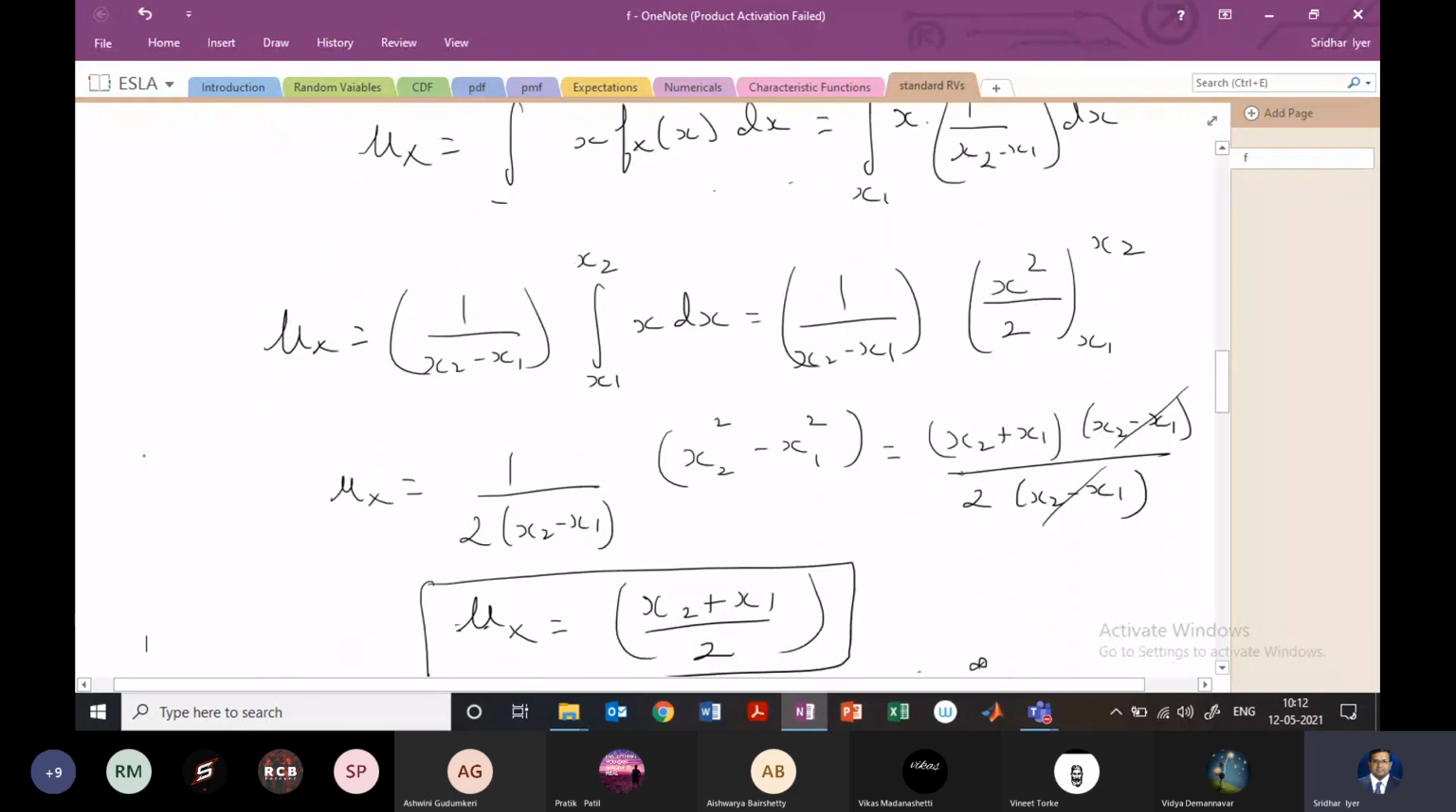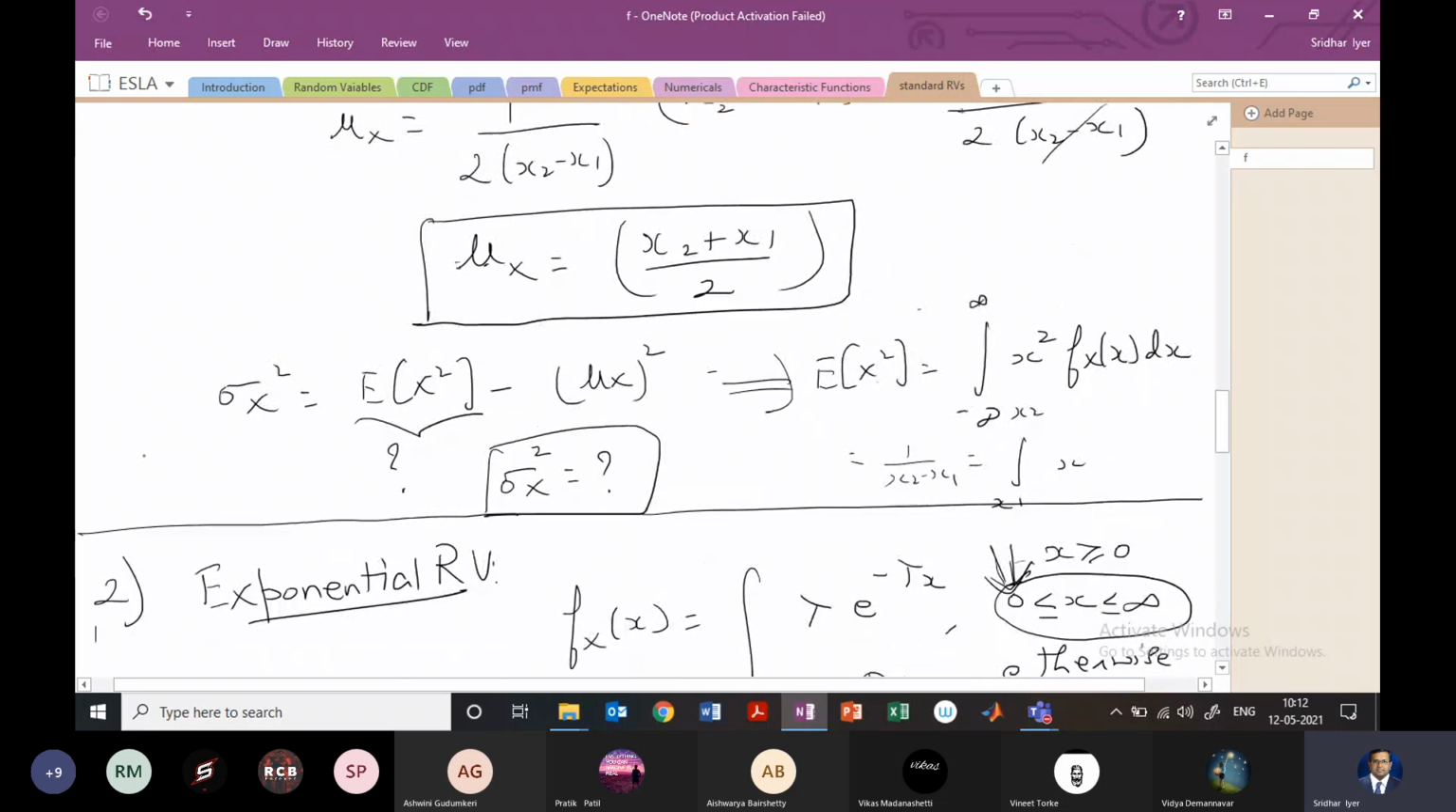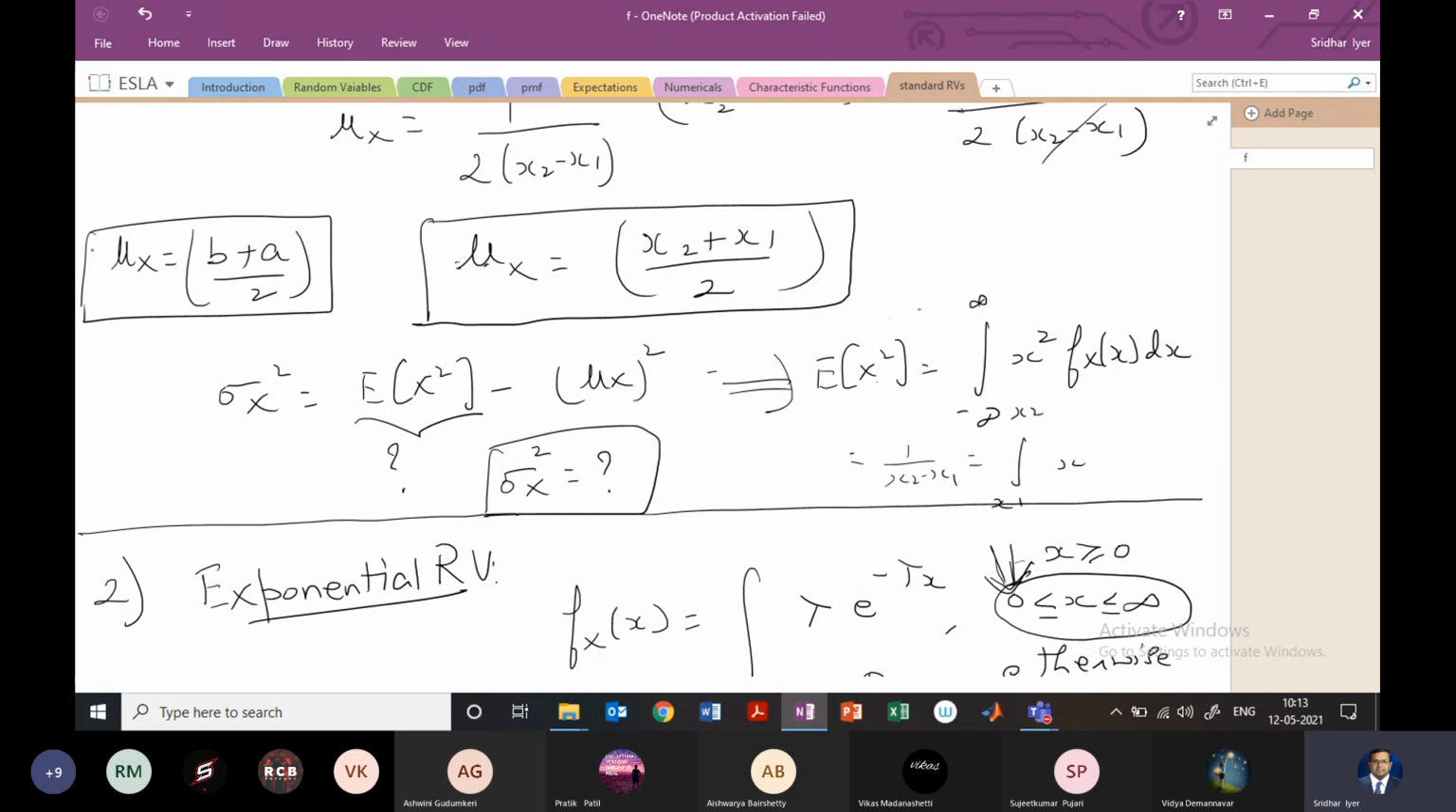Then we found the mean value, which comes out to be x2 plus x1 by 2, or if the PDF is given in terms of B and A, that is starting point is A and ending point is B, then mu x will simply become B plus A by 2, right? So here we have just taken x1, x2, you can take B and A. And then I had asked you to solve for the variance, so I'm hoping that you have done it. We'll be doing that today, so you can check the answer.